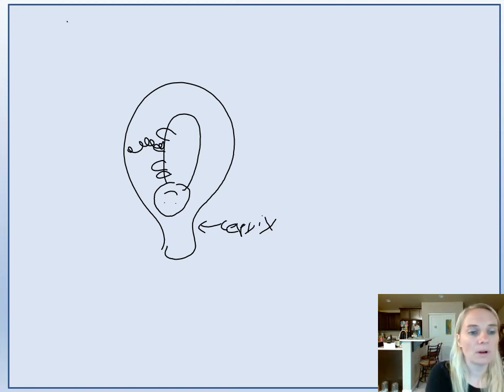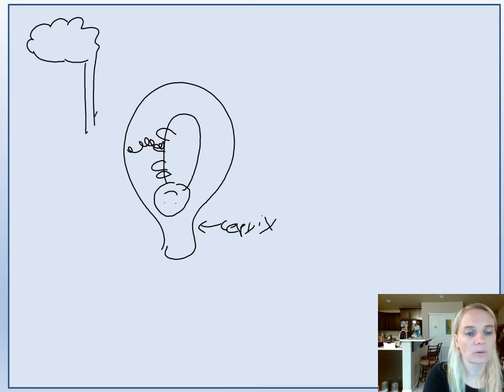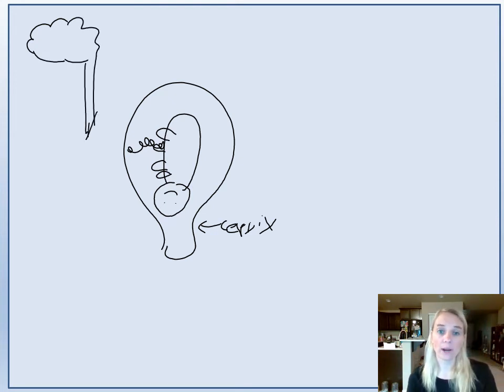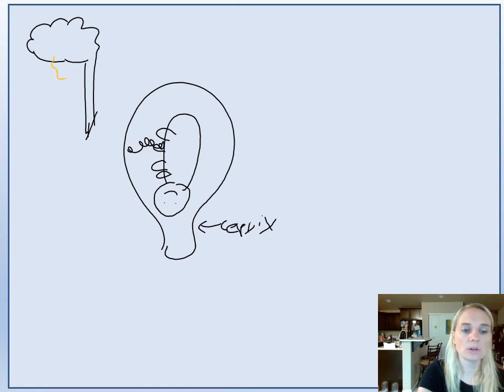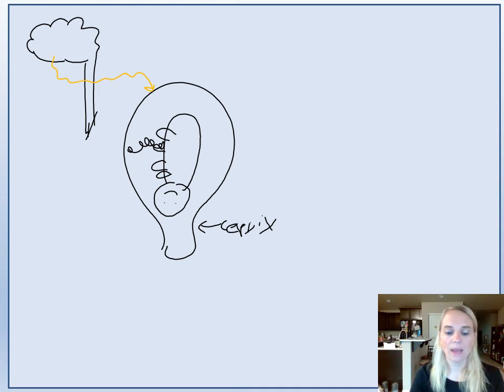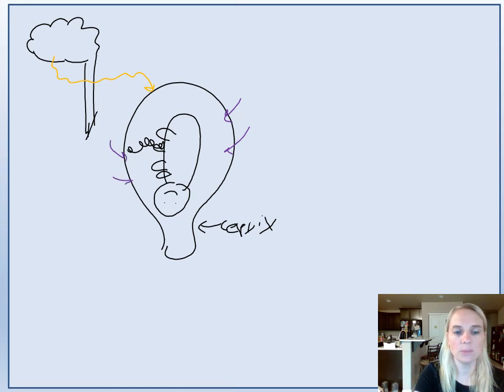The mom also has a brain, right? So this is her brain and spinal cord. In her brain, part of her hypothalamus releases a hormone called oxytocin. Oxytocin goes throughout the blood and it binds to receptors on the uterus. And what that does is oxytocin causes contractions. So I'll draw these arrows. Kind of the uterus is squeezing on the baby.